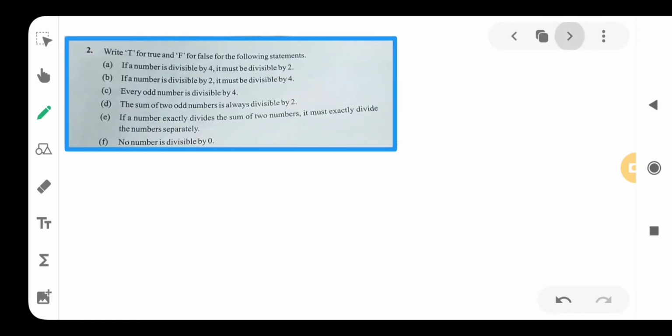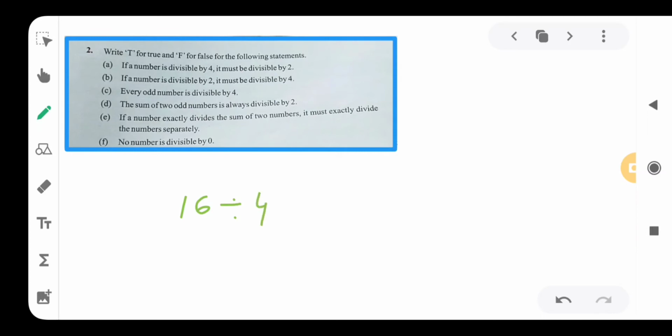Let's proceed to the next question. Here we have true and false. We have to write true or false for the statements that we are having. So the first statement we are having: if a number is divisible by 4, it must be divisible by 2. Koi ek number agar 4 se divisible hai, to kya wo 2 se bhi divisible hoga? Let's check. A number that is divisible by 4, humne le liya 16.